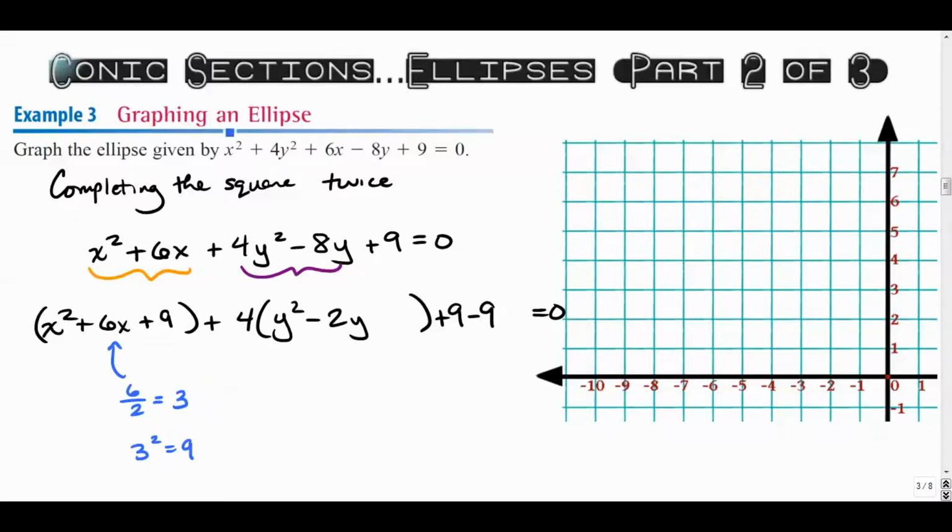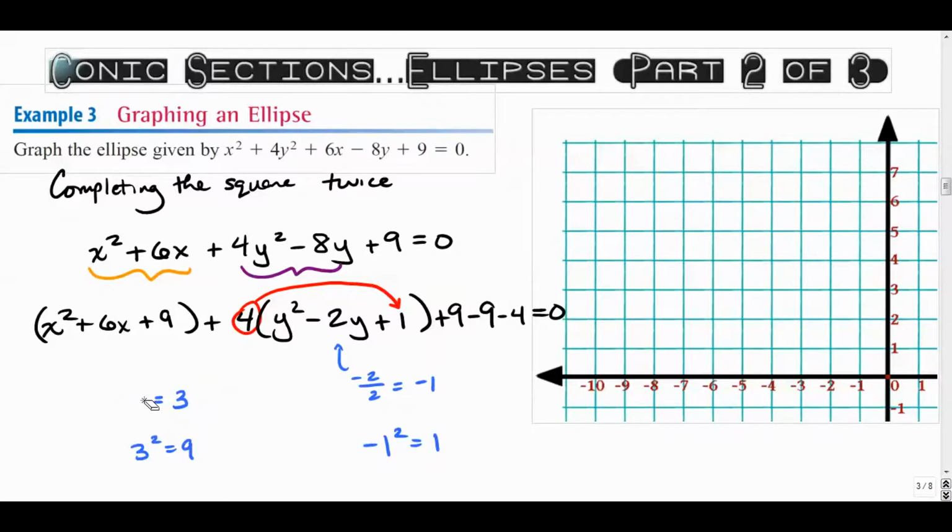Same thing here. We're going to divide -2 in half, which is -1, and then we're going to square that, which is +1. We're going to add that right there. Now a lot of students tend to think that since we added 1 here, we want to subtract 1 here, but that's not right. It's not actually 1, it's 4 times 1. 4 times 1 is +4, so we want to subtract 4 to preserve the equality there.